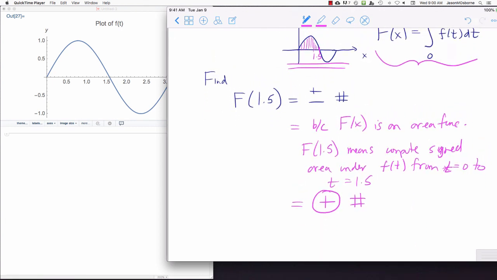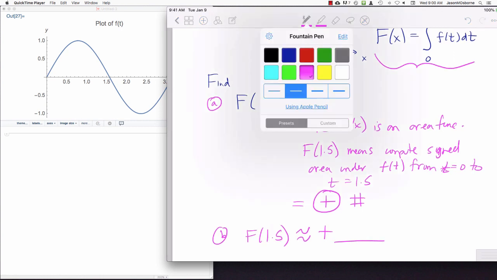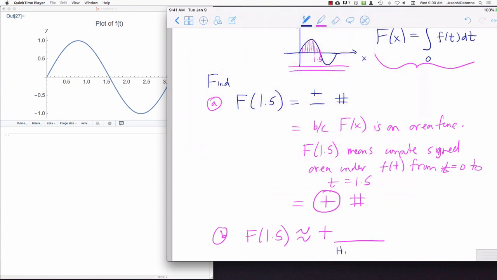The second question I would like to ask is, can you find capital F of 1.5 approximately? Can you give me a very rough estimate for what the positive number is going to be? If you could pause this video and try to formulate your answer to that. And I'll give you a hint that maybe a Riemann sum would be a good idea.